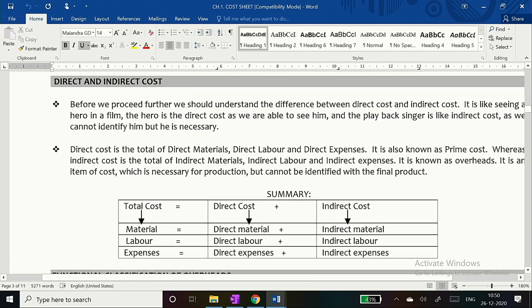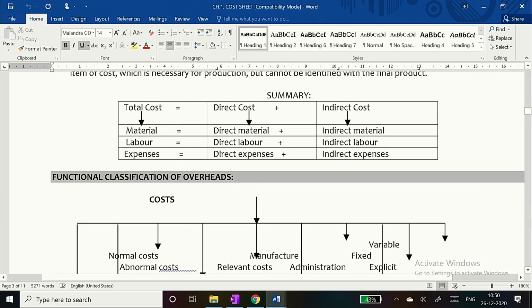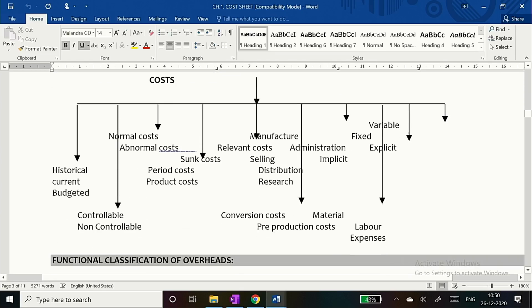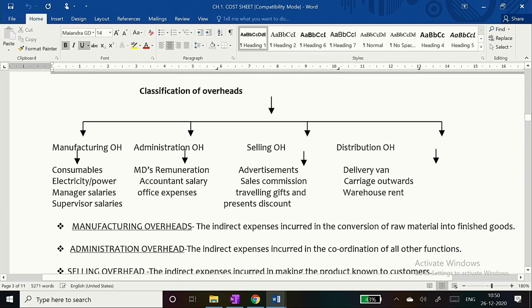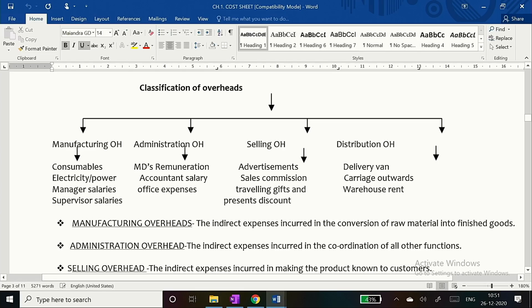Now we went into direct cost and indirect cost. The total cost comprises direct cost and indirect cost: materials, labor and expenses. Direct material, direct labor, all that I have explained with an example also. Now, classification of overheads. Overheads, as I told you, are an indirect cost. It is a total of indirect materials, indirect labor and indirect expenses.